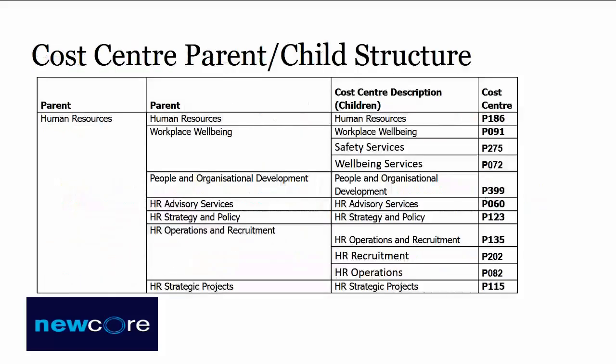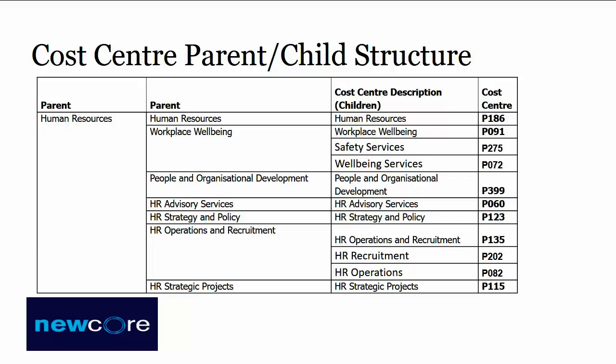And this is trying to explain how the parent-child structure is going to look. So we have an example of human resources, and reading it from right to left, you can see that what we are actually entering on those different transactions are the children values, if you like. So let's say I'm looking at HR operations and recruitment, that's P135, and let's say I'm raising a requisition, and this is the value. So obviously, this is the cost center that's going to be charged for that particular requisition cost.